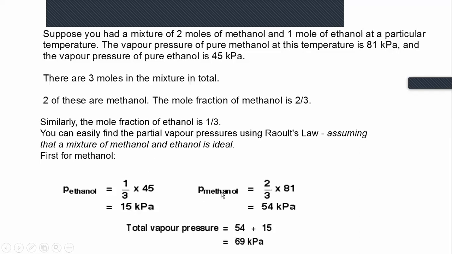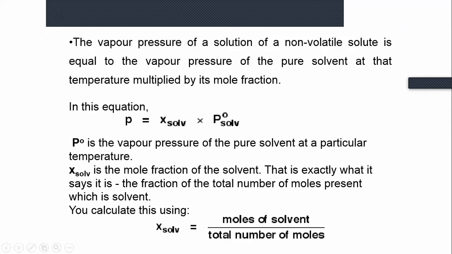Now for methanol, because we have 2 moles of methanol, it's 2 over 3 times 81, since the vapor pressure of pure methanol at that temperature is 81. So the vapor pressure for methanol in the mixture is 54 kPa. Therefore, the total vapor pressure for this mixture is 54 plus 15, which gives us 69 kPa. This is as simple as ABC. It's very, very simple.